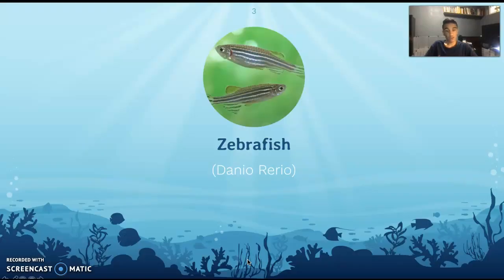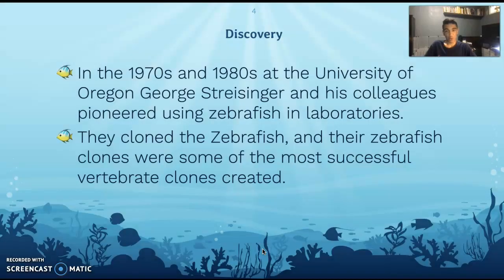The species I chose to talk about today to you all is the zebrafish, also known by its scientific name, Danio rerio. It was not mainly, but first used in the 1970s and 1980s at the University of Oregon by George Streisinger and his colleagues, and they pioneered using the zebrafish in laboratories.